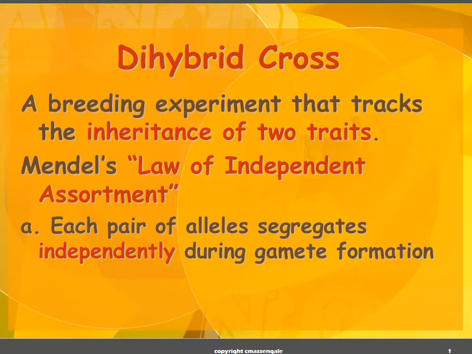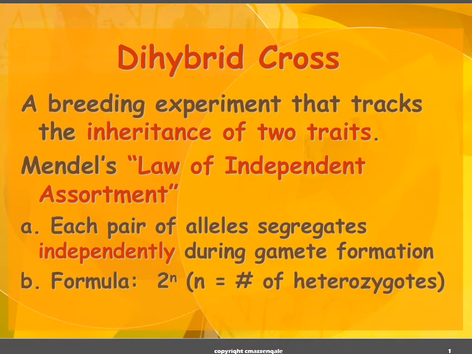Essentially, each pair of alleles separates independently during gamete formation, and it leaves us with a formula of 2 to the power n, where n is the number of heterozygotes, so the number of heterozygous individuals or heterozygous offspring.